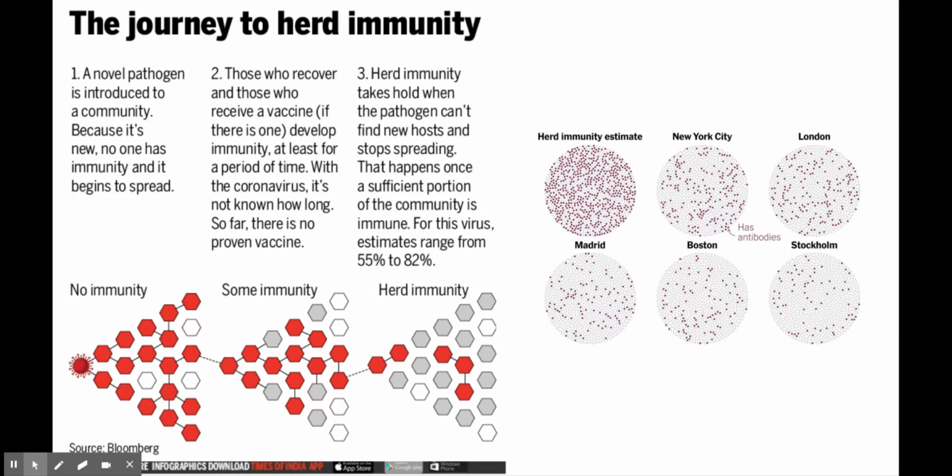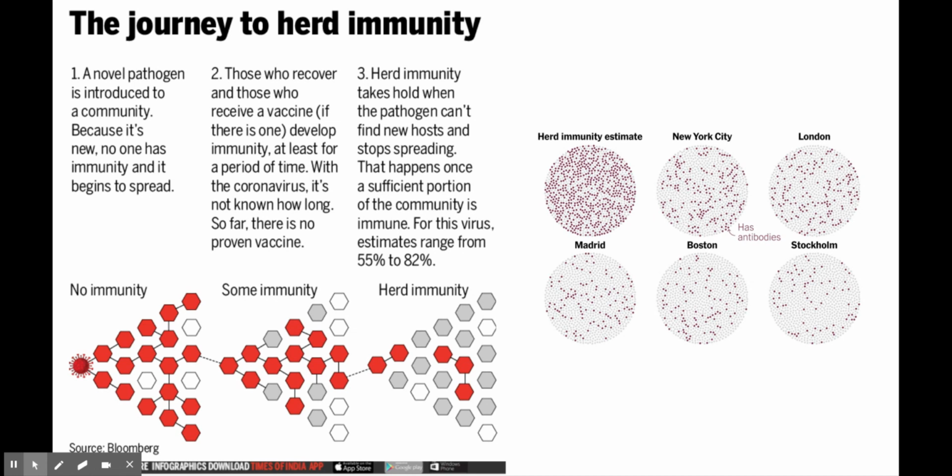Herd immunity for COVID-19 is achieved when roughly 55 to 82%, and I've seen safe estimates above 70%, of the population needs to be immune. The only way that this is logistically going to happen is a vaccine.